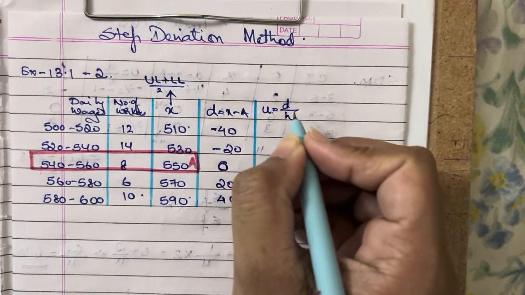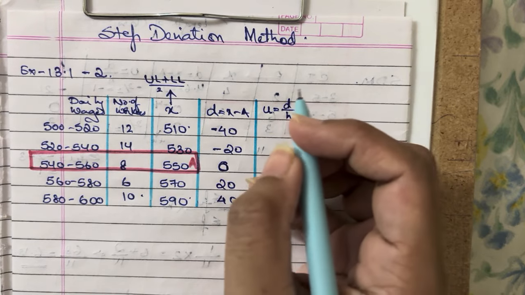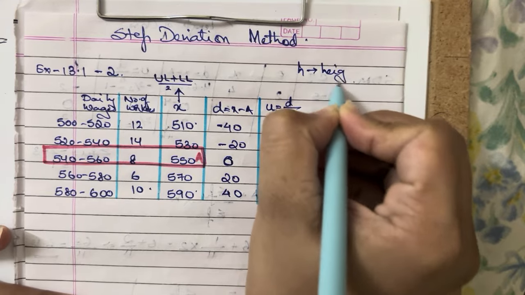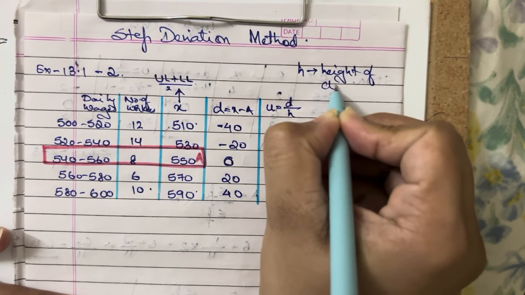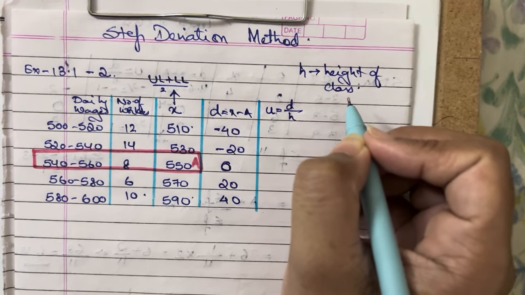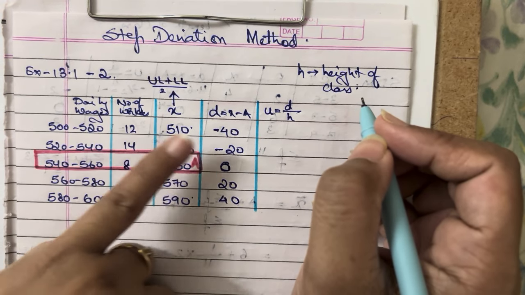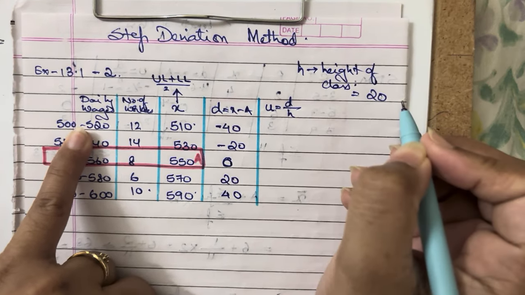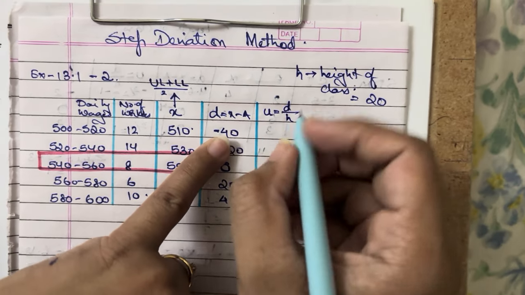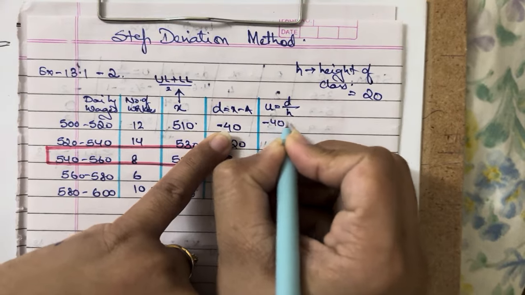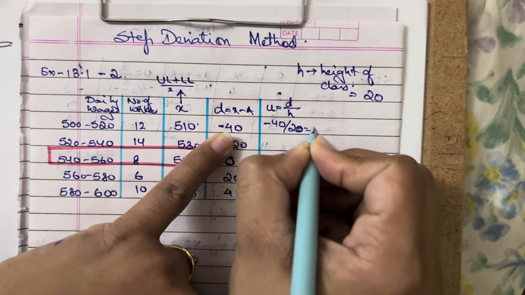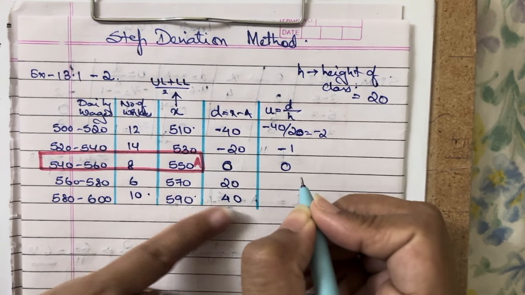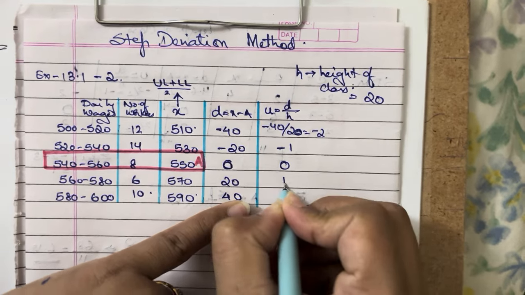Okay, so when I'm going with D upon H, the class frequency, H is the height of the class. What is H? H is the height of the class. So what are we doing in here? We are dividing the D by the height of the class. The height of the class is 20 here, and then you go with the U value. So U is minus 40 over 20, that becomes negative 2. This becomes negative 1. This would be 0, and this would be positive 1, and this would be 2.